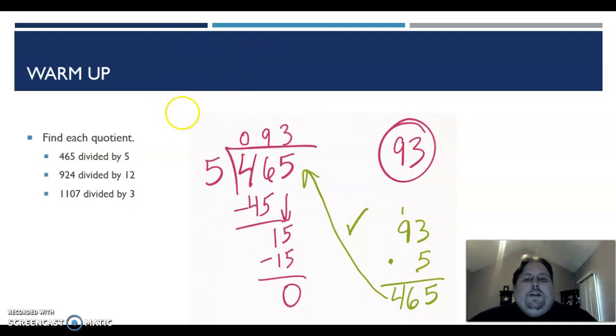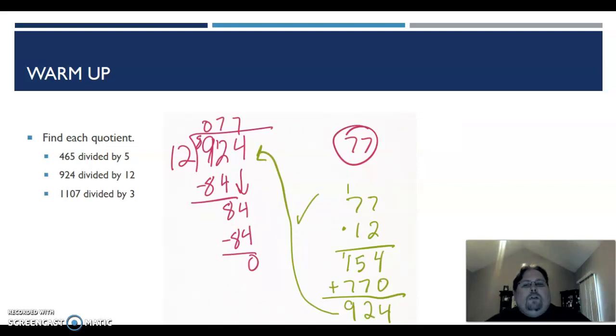So looking at this problem here, 5 doesn't go into 4, so I put 0 up there, but 5 goes into 46 9 times. 9 times 5 is 45, so I subtract it and get 1. And then I bring down my 5, so 5 goes into 15 3 times. 3 times 5 is 15, I subtract them and I get 0, so I'm done. So I have an answer of 93, and just to check it to make sure my answer is correct, I do 93 times 5. So 5 times 3 is 15, 5, carry the 1. 5 times 9 is 45, plus 1 is 46. This 465 matches that 465, so it is correct. That's why the check mark's here.